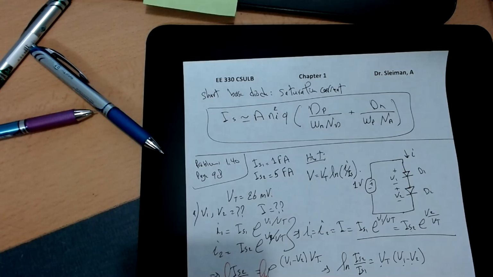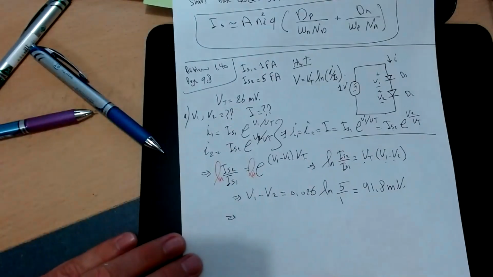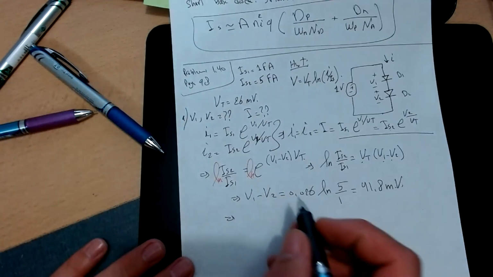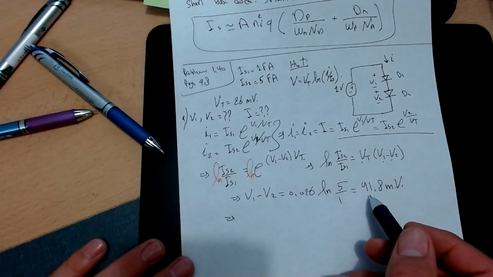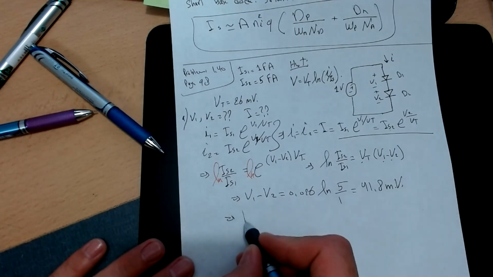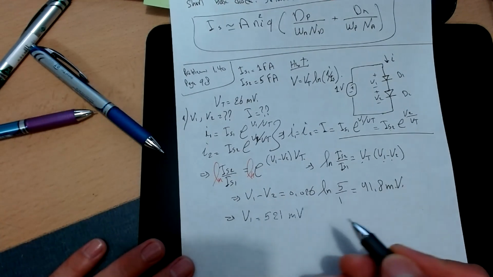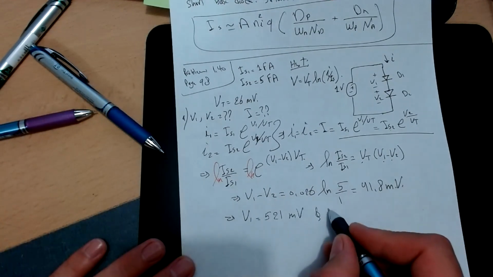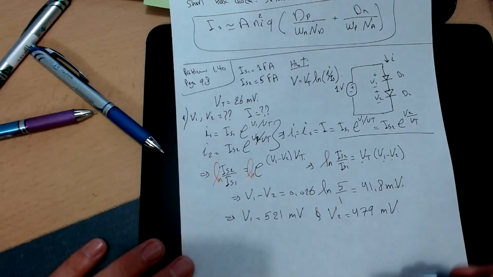Okay, so we got V1 minus V2 is equal to 41.8 millivolts. That means V1 is equal to 521 millivolts, and V2 is equal to 479 millivolts.